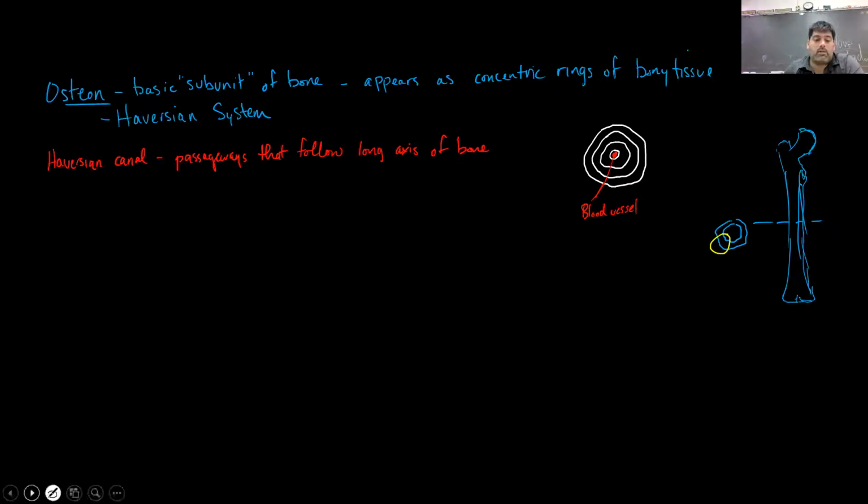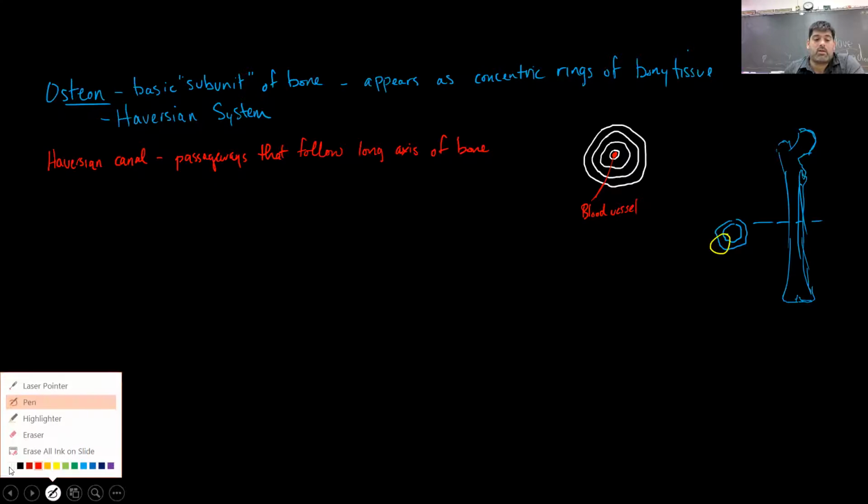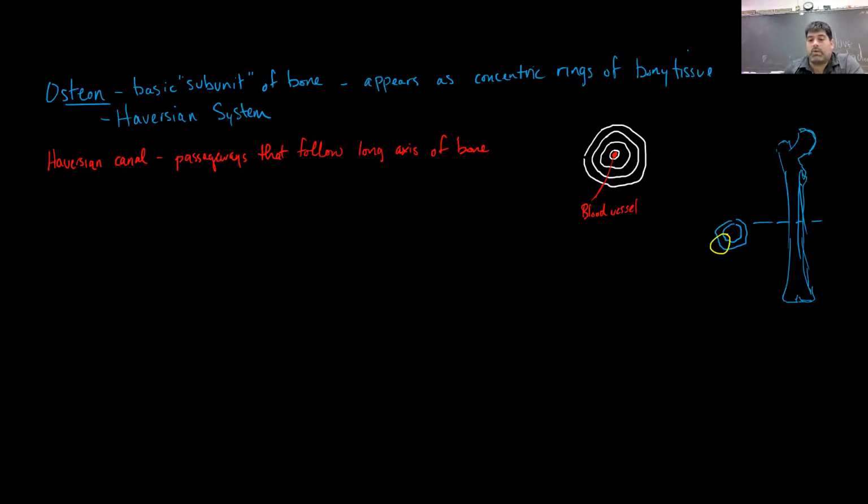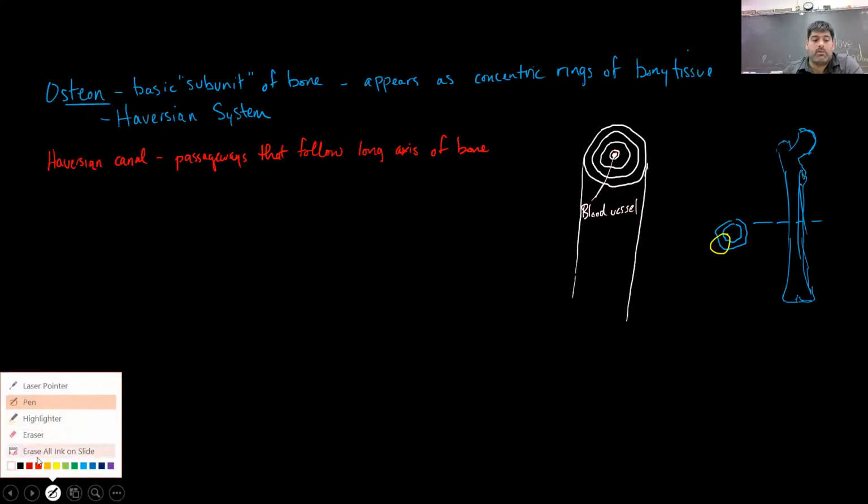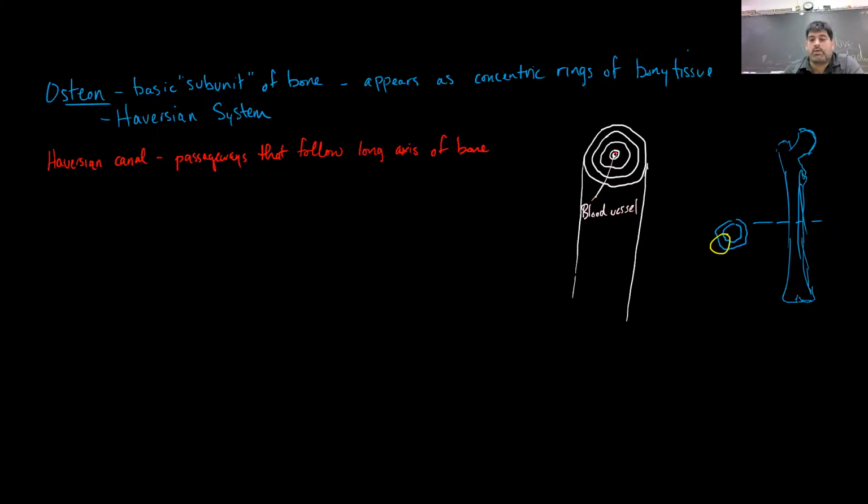If I take my best art skills and draw this in 3D, then I would see that these osteons are sort of columnar within the bone. I didn't mean for that color to change there, so I'll change that back to red. And this is sort of the function of how bone is going to be growing. It's going to grow and be ossified in these concentric rings.